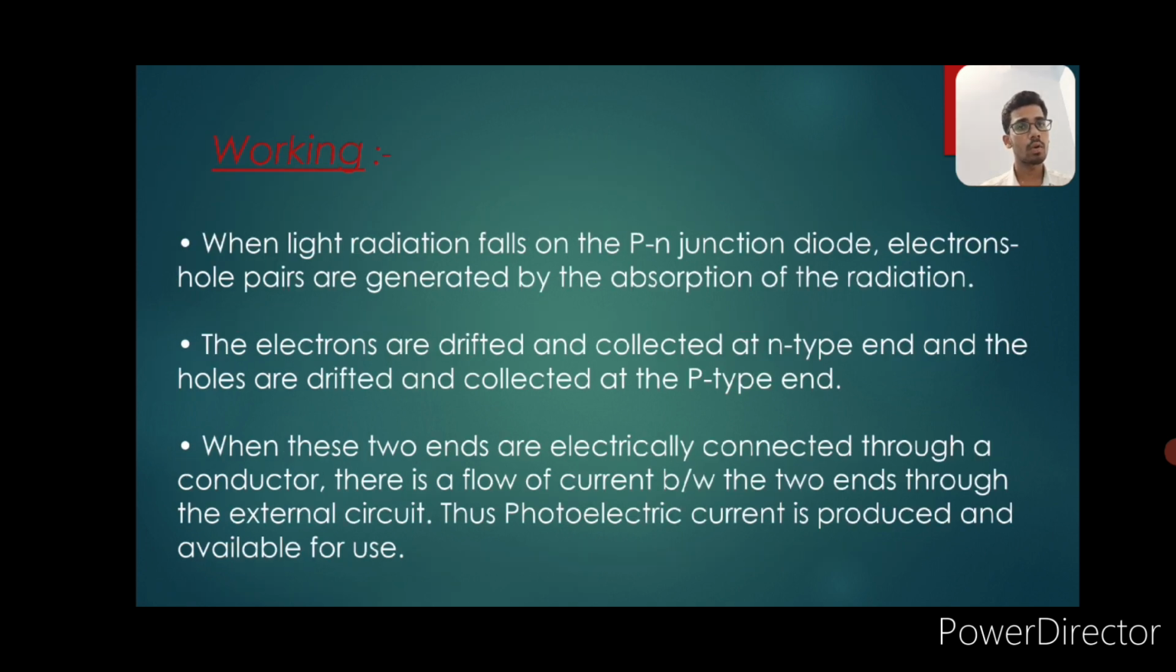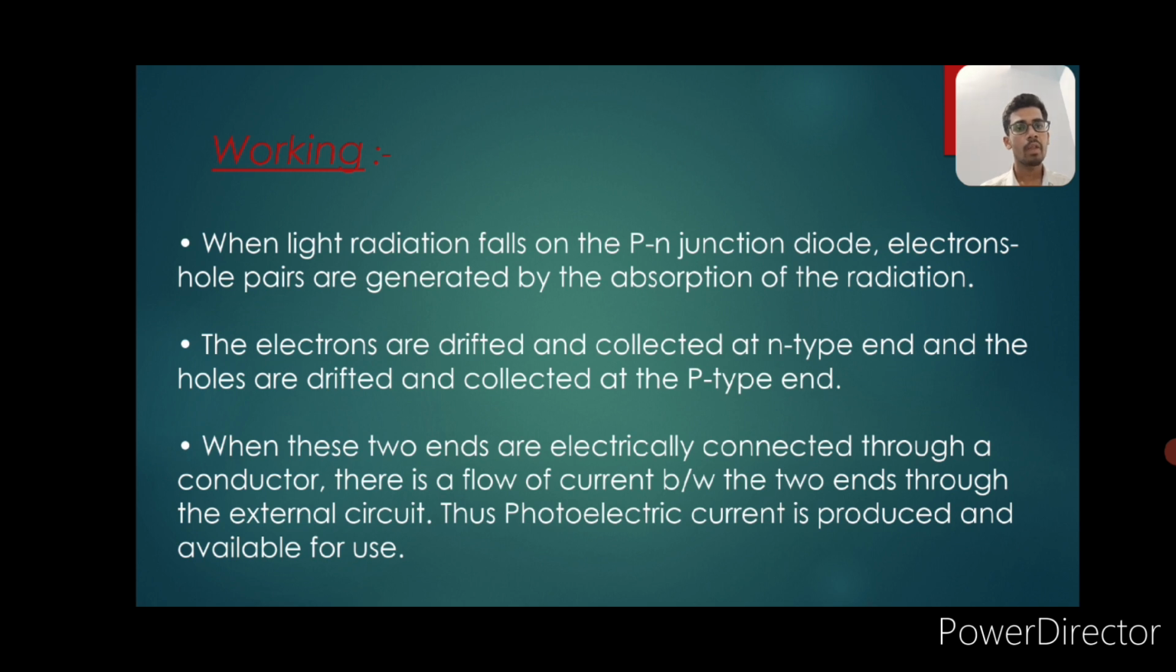Next, the working of the photovoltaic cell. When light radiation falls on the PN junction diode, electron-hole pairs are generated by the absorption of the radiation. The electrons are drifted and collected at the N-type end, and the holes are drifted and collected at the P-type end.